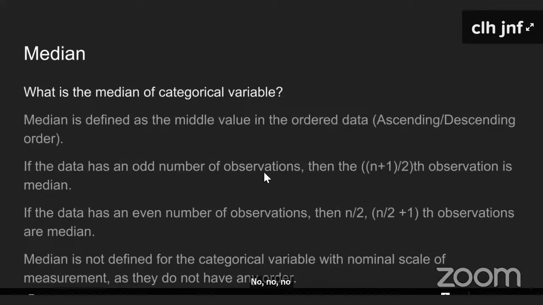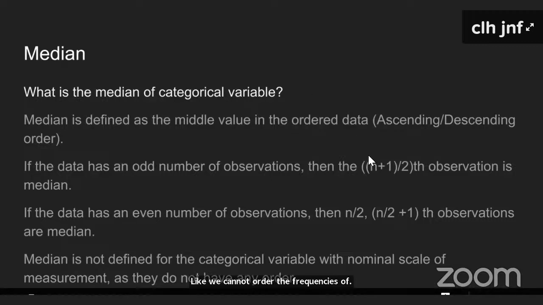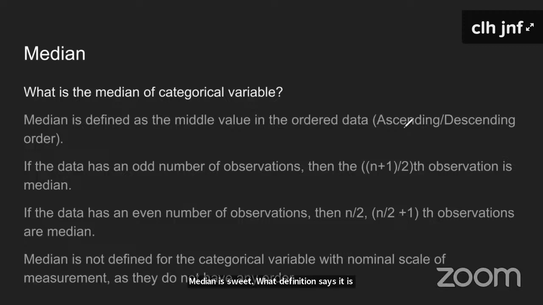No, we cannot order the frequencies of the data. We have to order the data. What does the median definition say? It is defined as the middle value in the ordered data. Ordered data means your data, in this particular example when you are talking about the coin, is about head and tail, right? It's taking these two categories as values. So for these two categories, you do not have any order. So that's why you can't define median here.